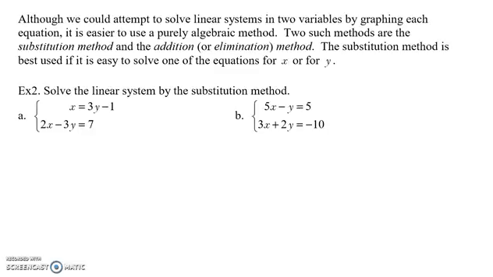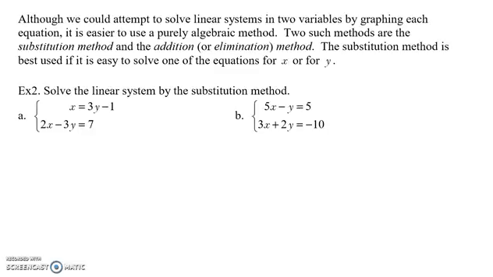So although we could attempt to solve linear systems in 2 variables by graphing each equation, it's easier to use a purely algebraic method. That way we don't have to rely on our ability to graph the lines accurately to be able to determine the point of intersection or points of intersection if there are any. So if we use an algebraic method, it's more efficient. Two such methods are the substitution method and the addition or elimination method. Addition and elimination are just two different descriptions for the same method.